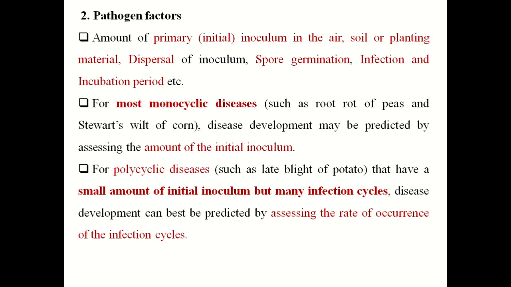Similarly, certain information is required from the pathogen side, such as the amount of primary inoculum present in the air, soil or planting material, dispersal of the inoculum, how it spreads, spore germination, infection and incubation period. Incubation period, we all know, is the time lapse between infection and symptom expression. So on the basis of this pathogen information, we can forecast the disease. Here one or two examples are given. For monocyclic diseases, like root rot of peas and Stewart's wilt of corn, the forecasting of the disease is done on the basis of the amount of initial inoculum present in the soil. Similarly, for polycyclic diseases, like late blight of potato, where the initial inoculum is low but the infection cycle increases at a very rapid rate, disease forecasting is done on the basis of the increasing rate of occurrence of infection cycles, how the infection cycle is repeated.